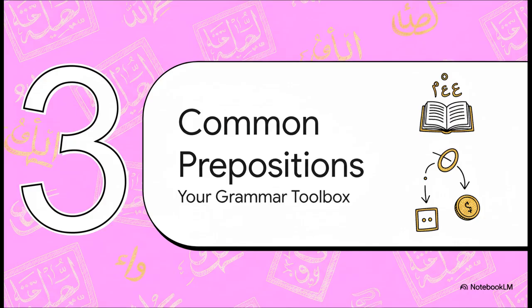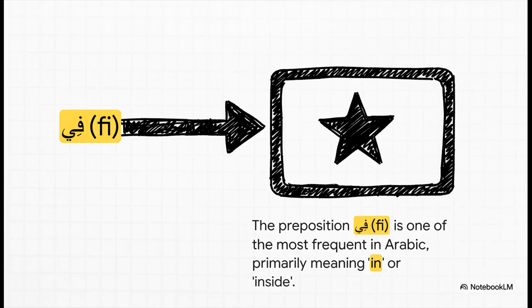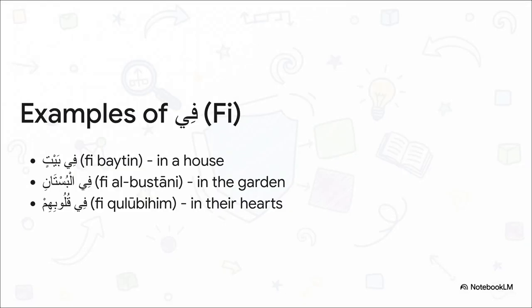All right, now that you get the concept, let's start building up our vocabulary. We're going to fill up our grammar toolbox with some of the most common prepositions, the huruf-jar, that you're going to see all the time. Let's start with a really common one, fi. This basically means in. And check it out in these examples. See how the word after fi gets that i sound at the end? Baitin, al-bastani, kulubihim. It's like clockwork. That's the rule in action.